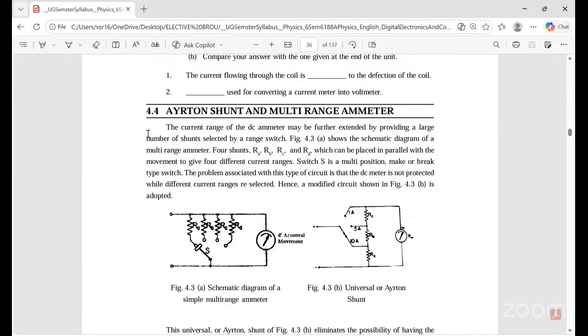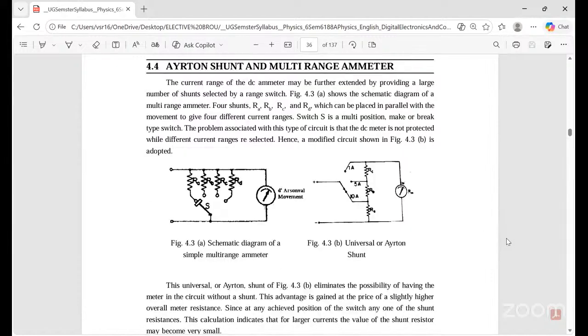Next is the Ayrton shunt and multi-range ammeter. The current range of the DC ammeter may be extended by providing a large number of shunts with a range switch. This is the schematic diagram of a simple multi-range ammeter. And this is the universal or Ayrton shunt.